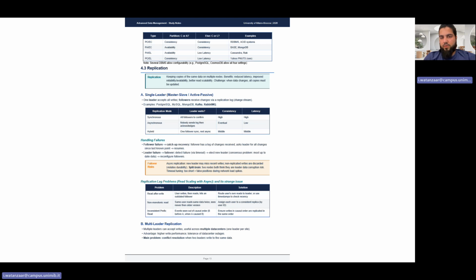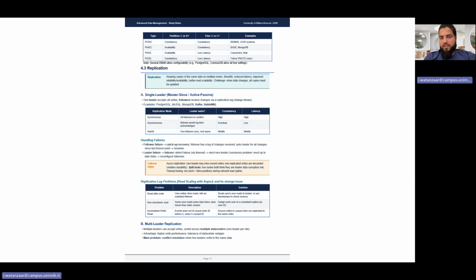But in asynchronous communication, there is no need. Nobody sends a log, then an acknowledgement. So consistency here is eventual, but the response could be very weak in the asynchronous case. When it comes to the hybrid system, the follower is synchronous and the rest are asynchronous. So both latency and consistency are medium here.